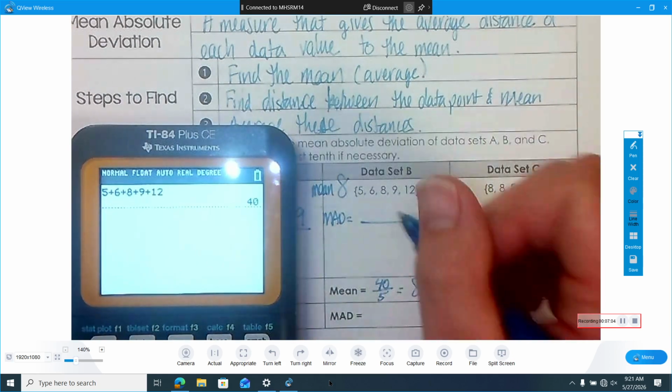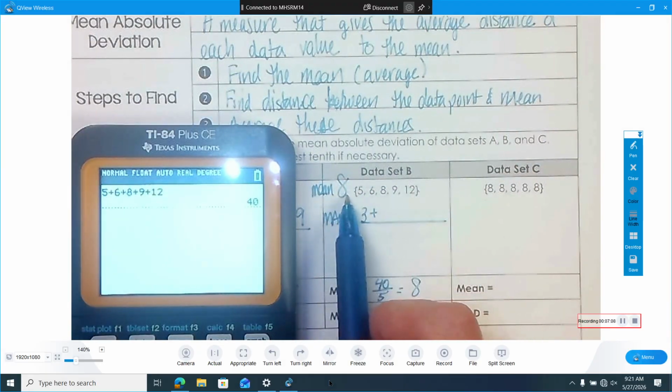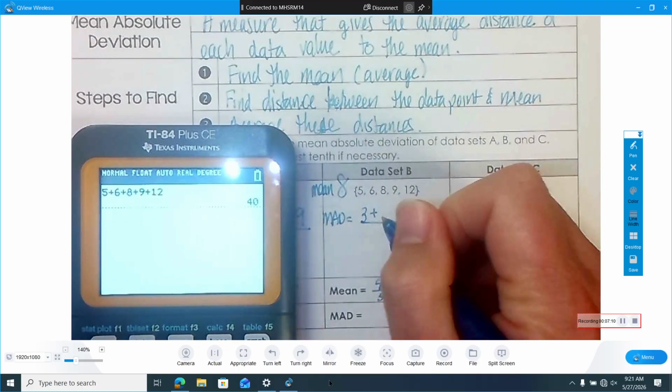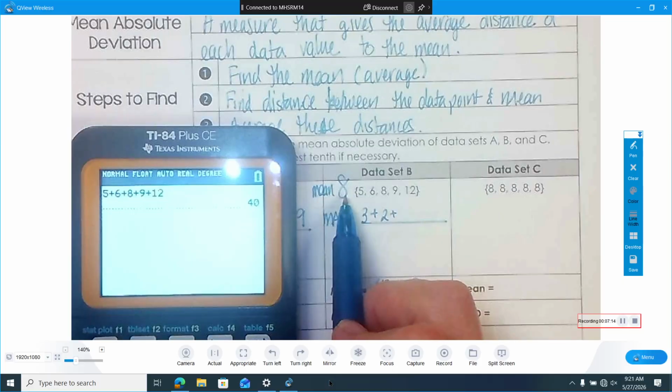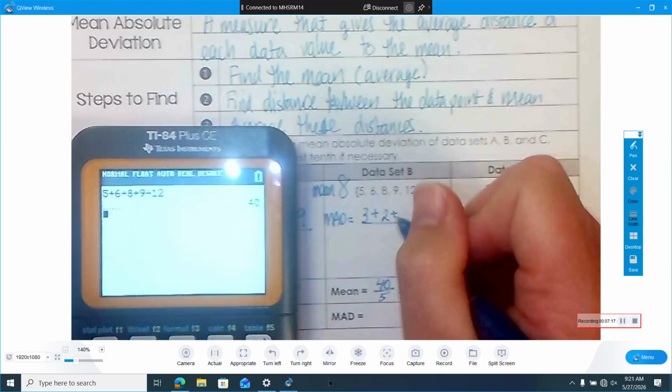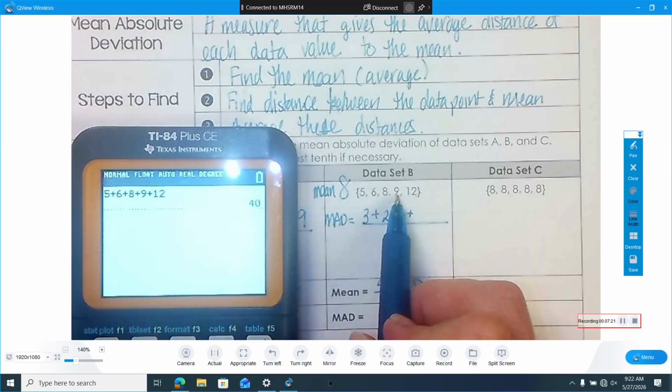Subtract. 8 minus 5 is 3. All right. What's the distance between 8 and 6? 2. 8 minus 6 is 2. What's the distance between 8 and 8? 0. Very good. All right, everybody now, what's the distance between 8 and 9?